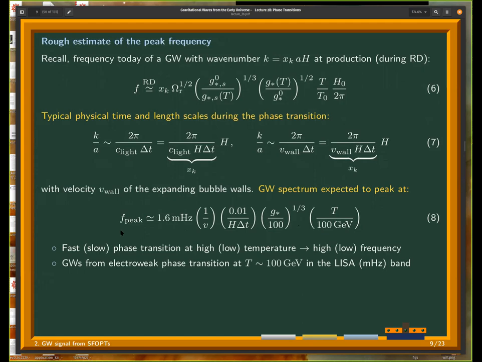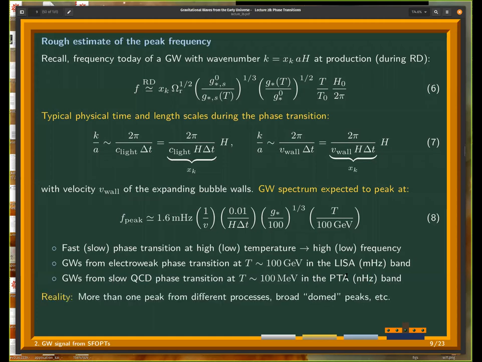So, this is what I just said. LISA will be sensitive to phase transitions around 100 GeV. And if we look at modifications of the QCD phase transition that take place at maybe 100 MeV, this will give us peak frequencies in the nanohertz range. And that's something that pulsar timing array experiments would be sensitive to.